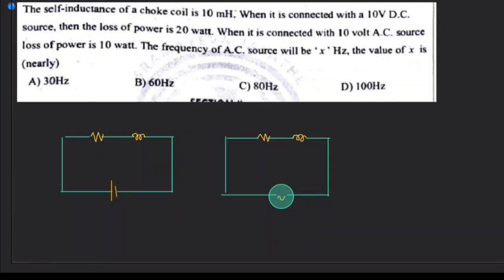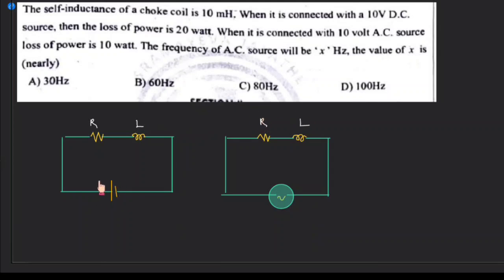When it is connected with the 10 volt AC source, the loss of power is 10 watt. The frequency of the AC source will be x Hz. Find the value of x. So there is a choke coil. One is for a DC, the general battery, and the other one is for AC, that alternating voltage, right? So choke coil is nothing but an LR circuit, so please keep that in mind. Choke coil is an LR circuit. So this is the R and this is L, right?